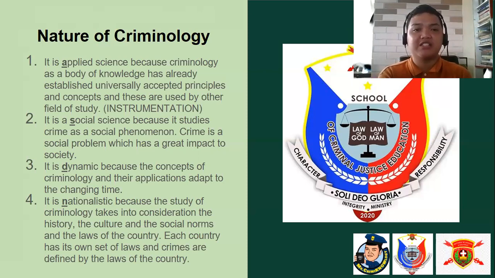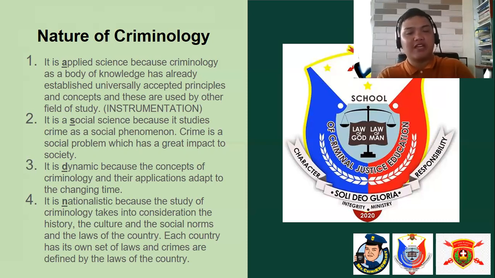Number two, it is a social science, not just an applied science, but a social science. In applied science, we are using other sciences in the field of criminology. But in social sciences naman, the focus is to study crime as a social phenomenon. Crime is a social problem which has a great impact on society. So as the society suffers from the effects of crime, it becomes a social problem, and we are dealing with criminology through social sciences. We're studying the context of society. We are studying people, their relationship with one another, and what triggers them, what motivates them, or what forms the criminal behavior, and how crime is committed in a society.